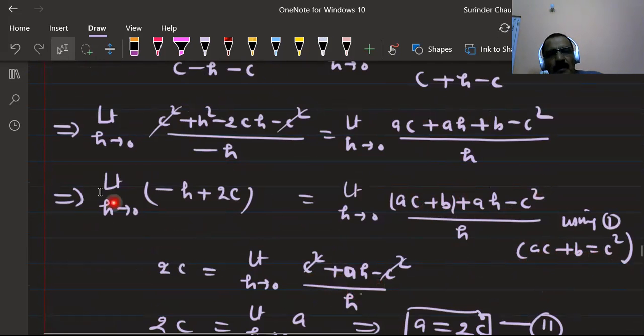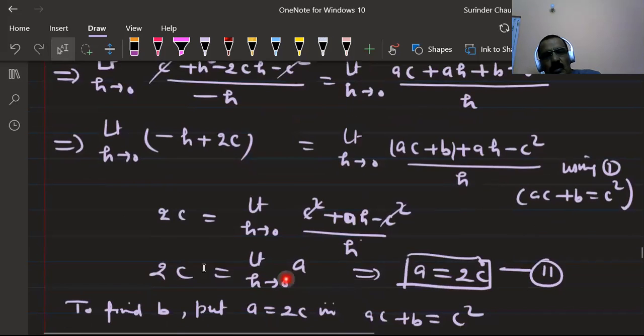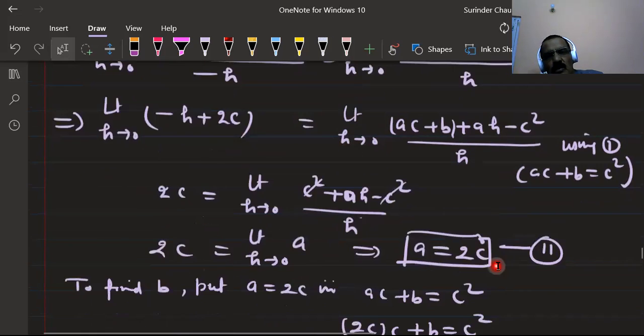This will become limit x to 0 of minus h plus 2c is equal to limit x to 0 of ah upon h. h cancels. This is equal to a. This is equal to x is 0. c is a constant, limit of c is equal to c. Limit of 0 is equal to 0. 2c is equal to a, which implies a is equal to c.